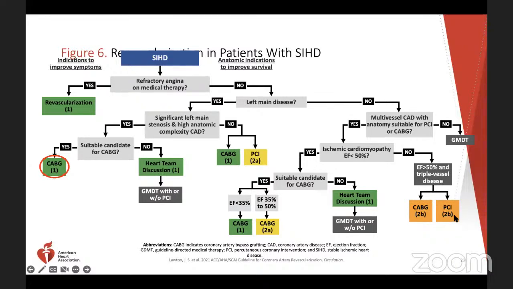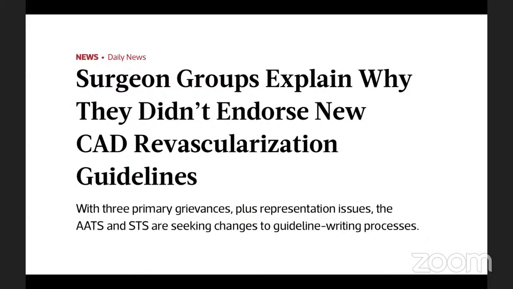So from this, you understand how that could happen if the SYNTAX trial with 3-vessel disease was superior in CABG compared to PCI for patients with left main and 3-vessel disease at intermediate and high SYNTAX score, which is the majority of the population. So we want to understand why they downgrade coronary bypass surgery for patients with multiple vessel disease if they have a normal ejection fraction. So this is the major change in the guidelines.